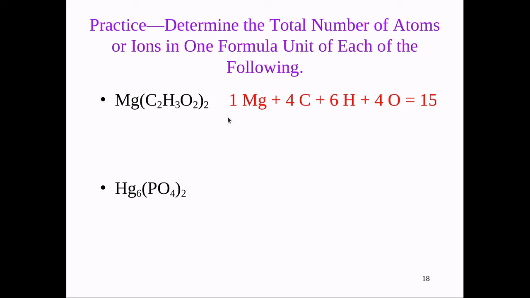Okay, so in this example, we have 1 magnesium. There's an implied 1 subscript there. We have 2 times 2, 4 carbons, 2 times 3, 6 hydrogens, and 2 times 2, 4 oxygens. If we add that all together, we have a total of 15 atoms. For our mercury phosphate, we have 6 of the mercury atoms. We have 2 times 1, 2 phosphates, and 2 times 4, 8 oxygens. If we add them all together, we got a total of 16 atoms in this molecule.